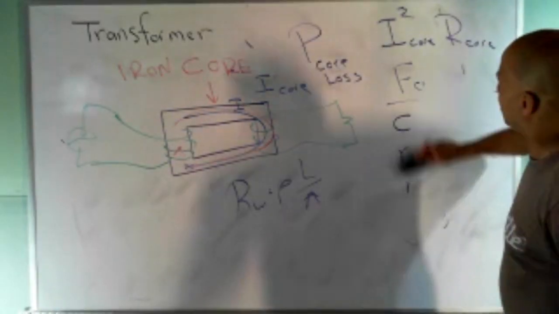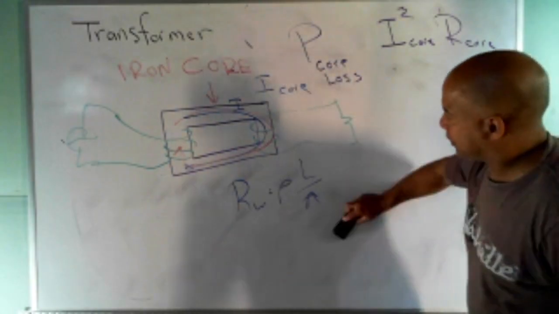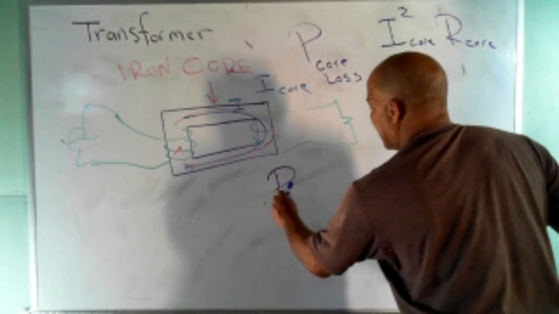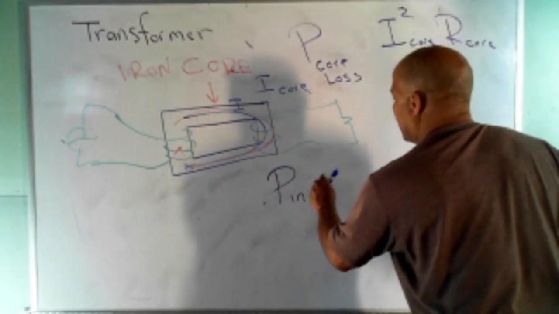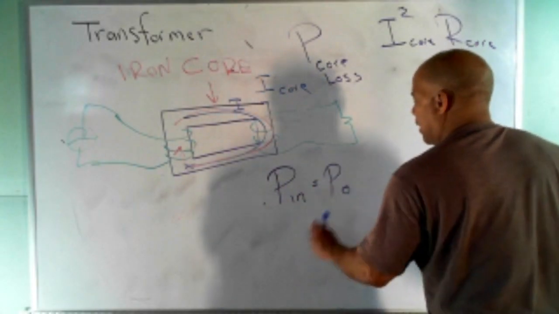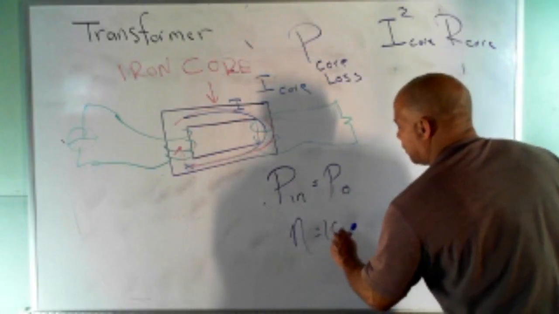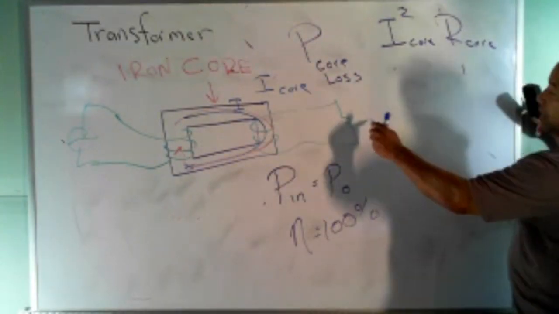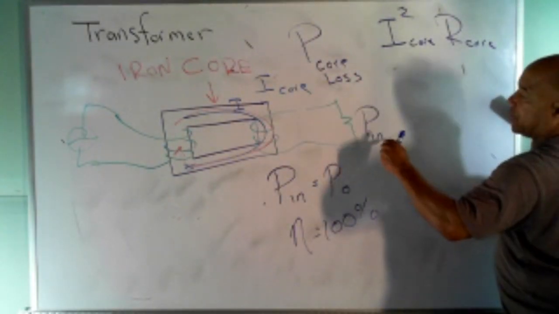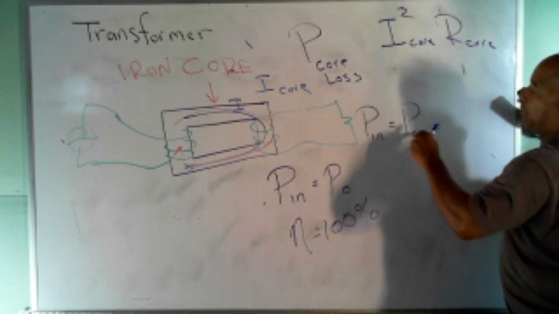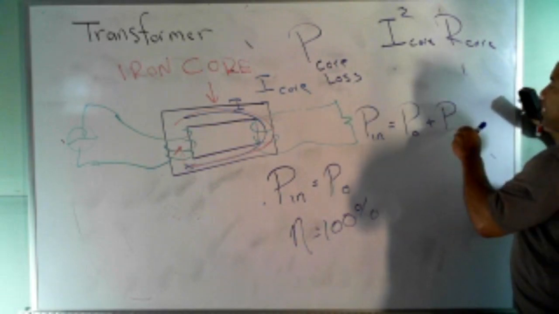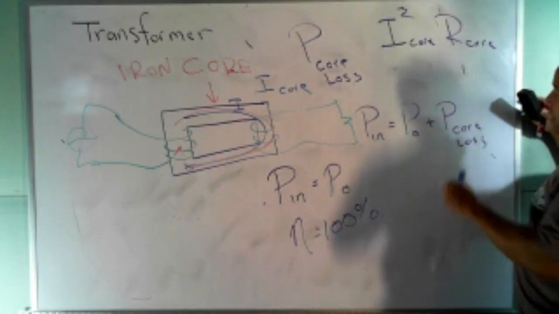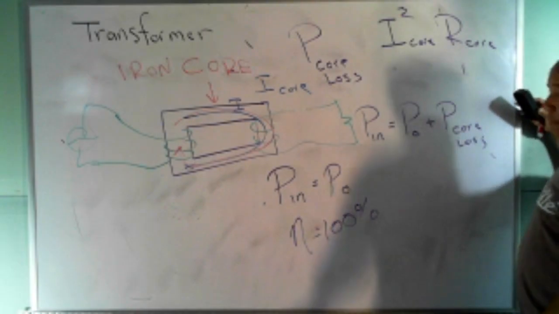So in a perfect world, for a transformer, P into the transformer would equal P out. That's a transformer that's 100% efficient. But in the real world, you can see from what I talked about that P in to the transformer is really going to equal P out plus P core loss. Sometimes that number can be kind of high.